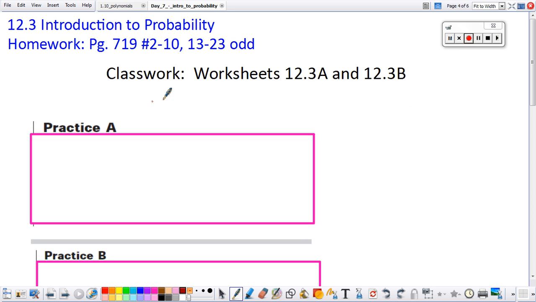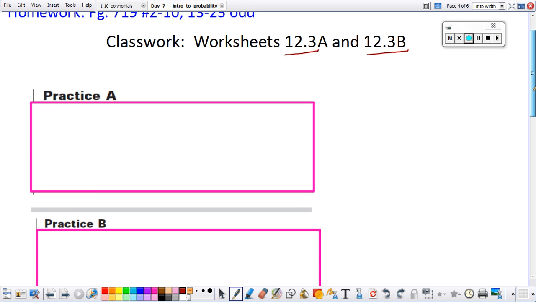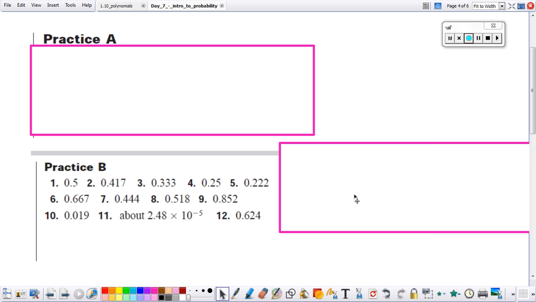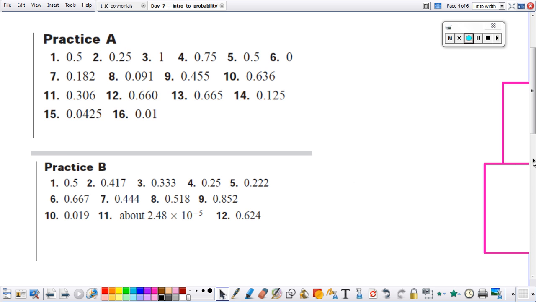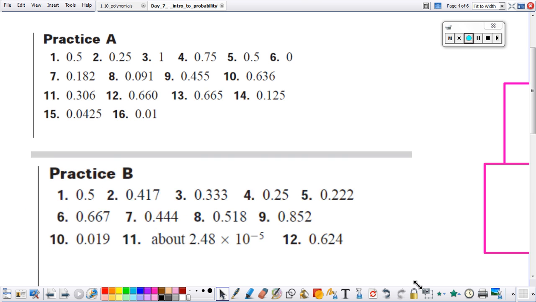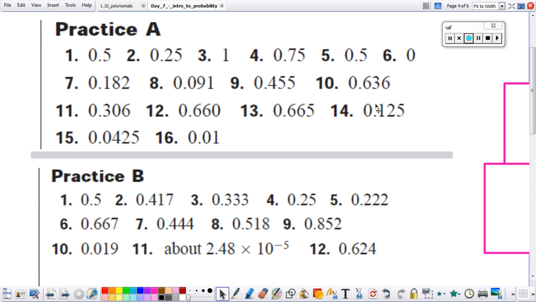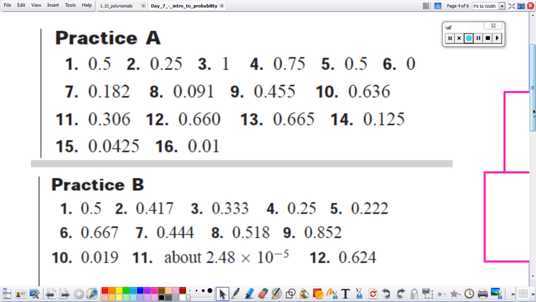Okay, so now in class you're going to do 12.3a and 12.3b. Please work with a partner next to you, and we're going to pause the video here, and then when you unpause it, all of the answers will be revealed. So please check your answers, make sure you're doing the classwork practice correct, and the homework answers will be posted on Edline this evening.